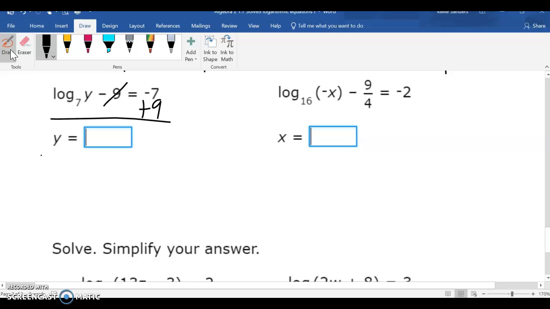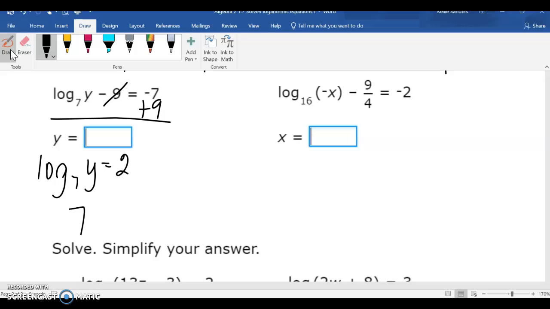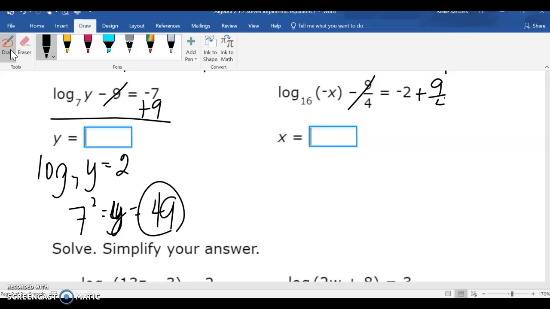Add 9. So 7 squared equals y, which is 49. All right, we're going to add 9 over 4. Which is 2 1/4, so that gives me 1/4.